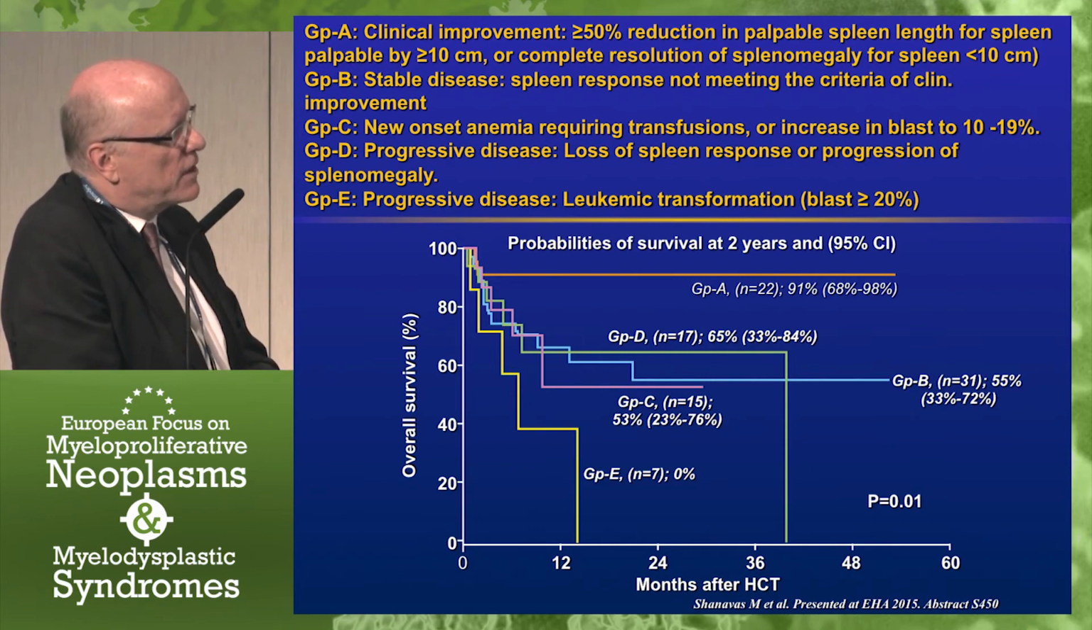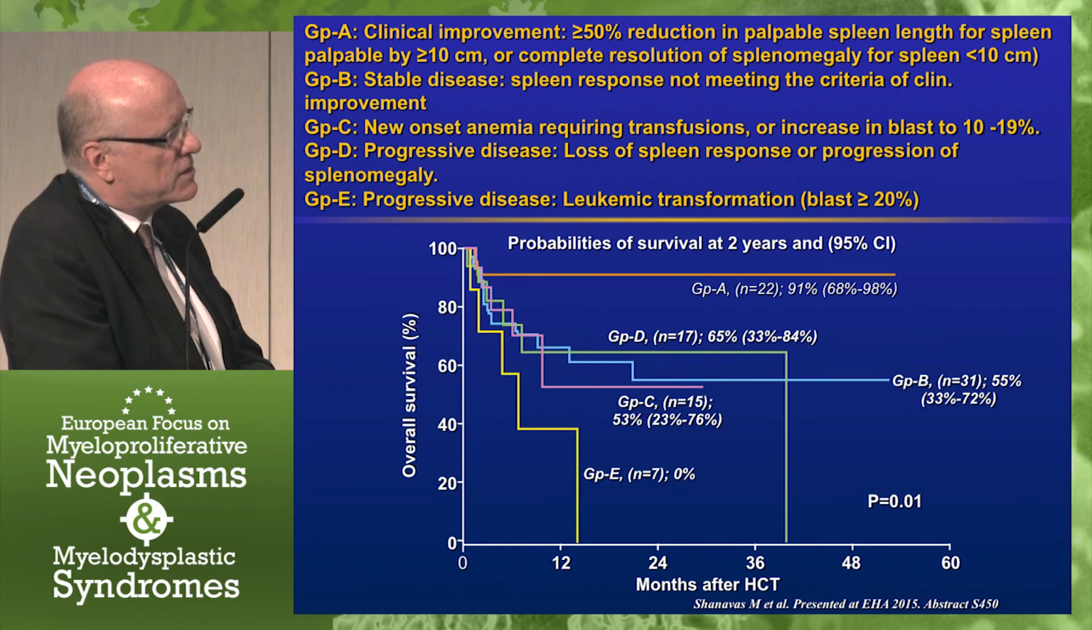However, if you do the transplant only in stable disease or the spleen response does not meet the criteria of group A, or you have a new onset, or you have progressive disease, or you lost response to Ruxo, you can see the survival becomes worse. And it is worse if you do the transplant if patient has already progressed to leukemic transformation.